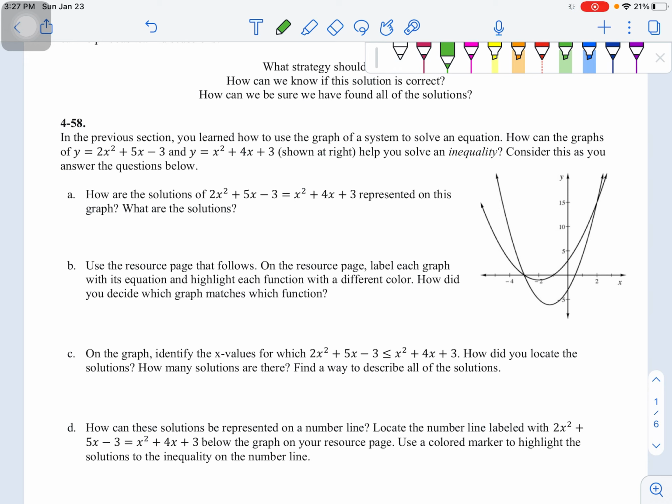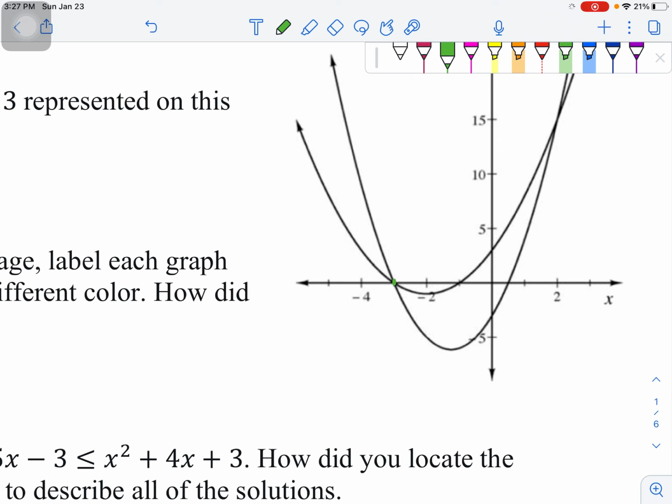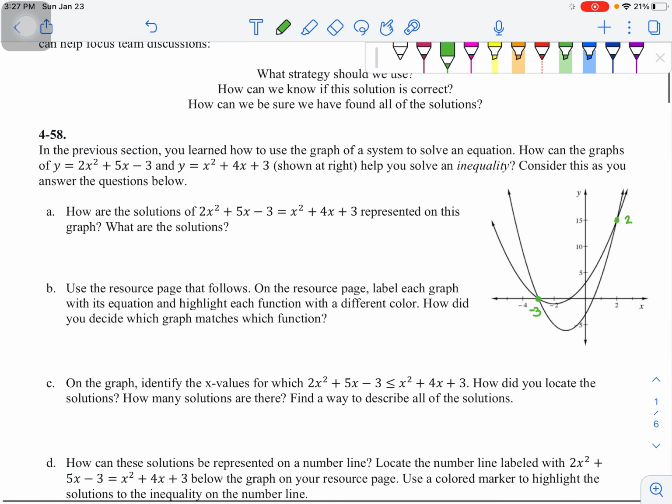right? So we would put them on the graph on Desmos, or we would solve them algebraically, and we would find the point or points where they would cross paths, right? And if we look at letter A, we have this picture right here, and I see that it is intersecting at -3 and also at 2. Okay? So what are the solutions? We would say x equals -3 and x equals 2. We had two solutions to this.